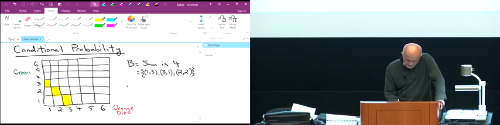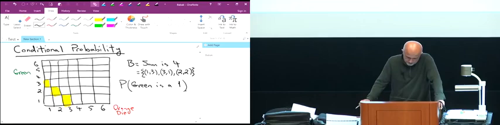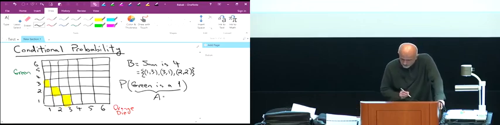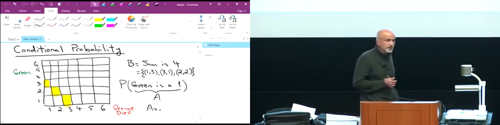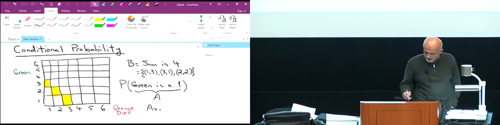And I ask you about the probability that the green die is a 1. Let's call that event A. Before I gave you this information, how would you have drawn A? How would you highlight A?